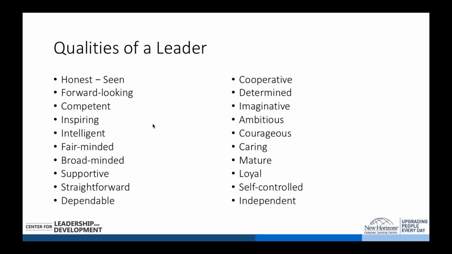Ambition. There's nothing wrong with being ambitious as a leader. You're ambitious, you're trying to grow your career, but you're also ambitious for your team. You're trying to get your group and your team to work and do better things as well, right?